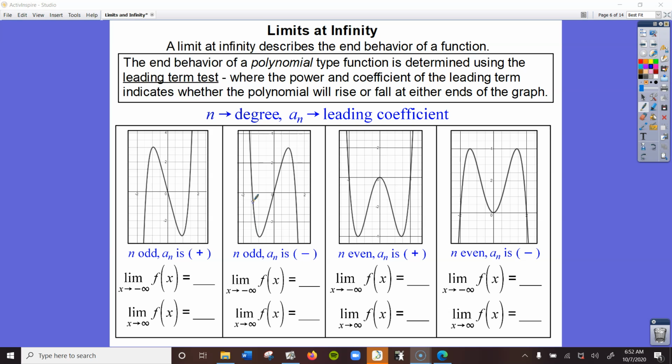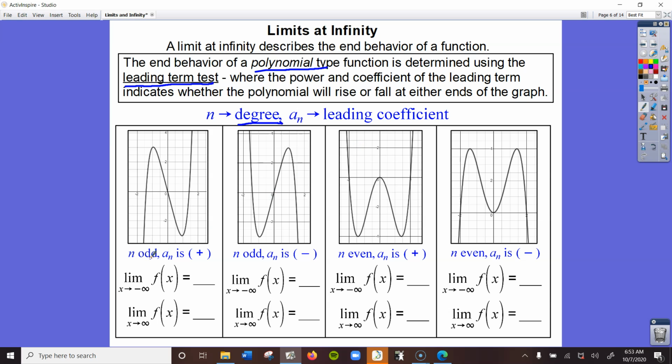So when you're trying to find the limit as x is approaching any kind of infinity, what you're really trying to determine is the end behavior of your graph. So there are a few tricks in order to find these limits if you have a polynomial type function. And by finding these limits to infinity, what we're trying to do is determine its end behavior, which we use the leading term test. Now the leading term is the term with the highest exponent, meaning the highest degree. And then what we do is we check the degree and check the leading coefficient, which is the number that is attached to that variable.